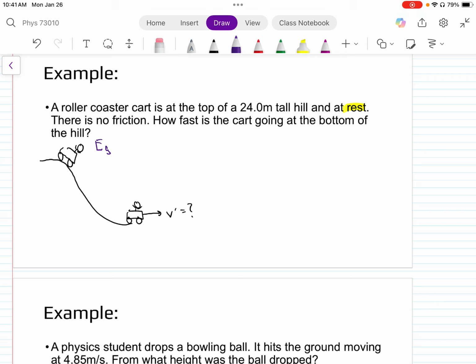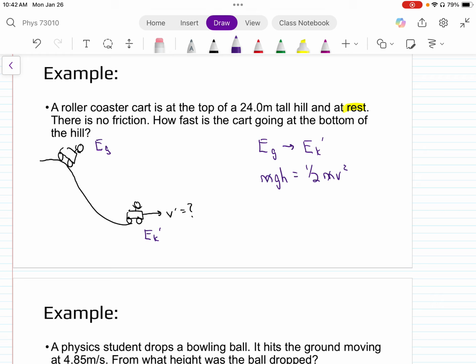Later in time, the roller coaster is down low, so that means no EG because it's at the lowest point, kind of like H equals 0, but the roller coaster is moving, so it does have some EK. So it looks totally different, but in a way, the question is exactly the same. The EG is converting to EK. The mgh equals 1/2 mv squared.